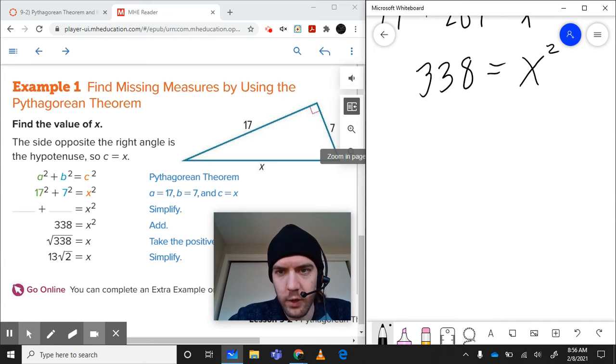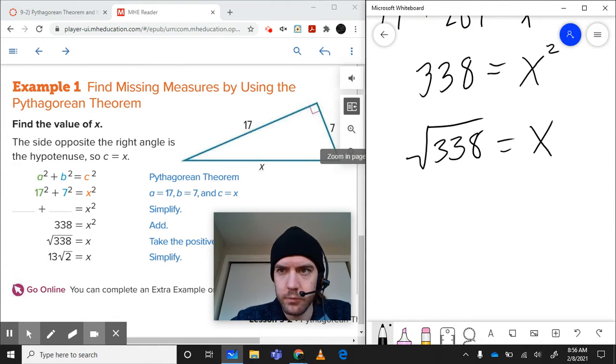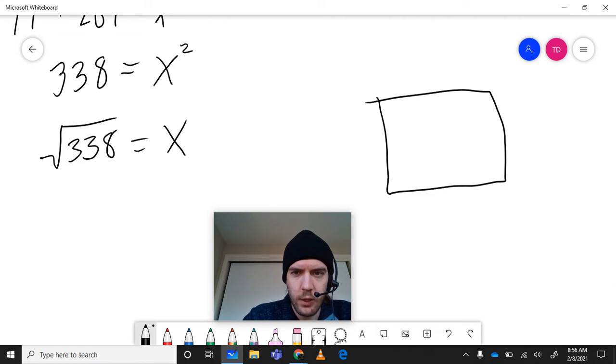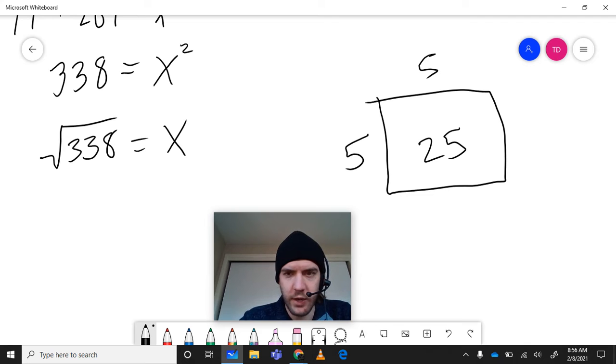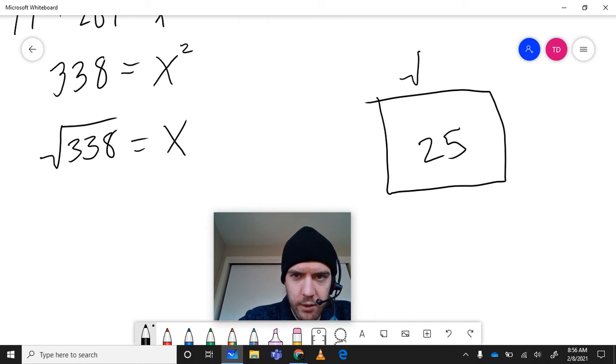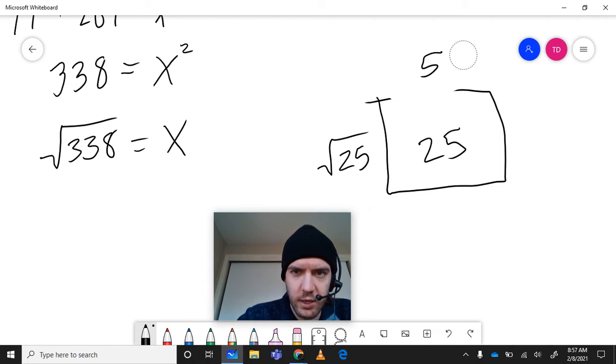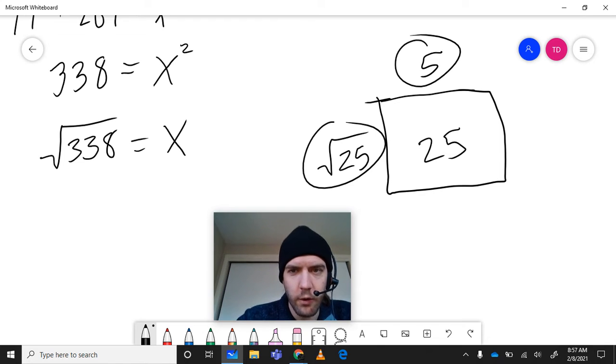Okay, so up here, we're going to say we'll square root both sides, and the end result is that we get the square root of 338 equals x. Now, if I was going to draw out what is meant by the square root of 338, first, let's draw what's meant by the square root of 25. Okay, 25, if it was an area, is what you get when you multiply 5 by 5. But I could also rewrite that as the square root of 25 times the square root of 25. Square root of 25 and 5 are the same thing, right? These two things are the same, just written in different ways.